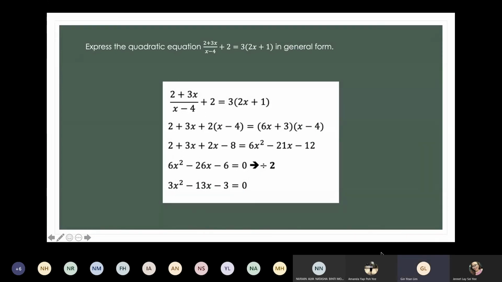So now we look at the solution for the pop quiz. For the first question, express the quadratic equation (2 + 3x)/(x - 4) + 2 = 3(2x + 1) in general form. The keyword here is general form. You can see this equation is quite complex, so first you need to eliminate the denominator x - 4. How do you eliminate that? You multiply the whole equation by x - 4.